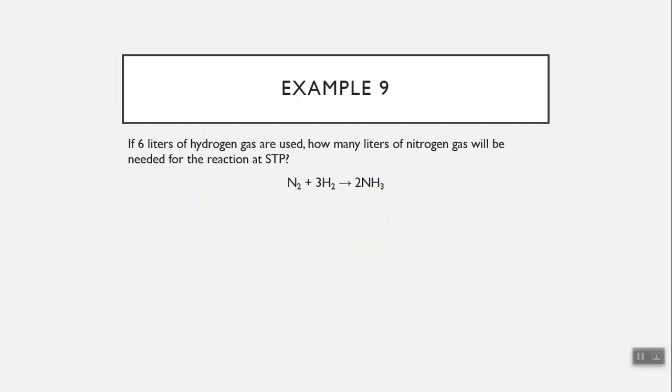So let's jump into our first problem. If 6 liters of hydrogen gas are used, how many liters of nitrogen gas will be needed for the reaction at STP?